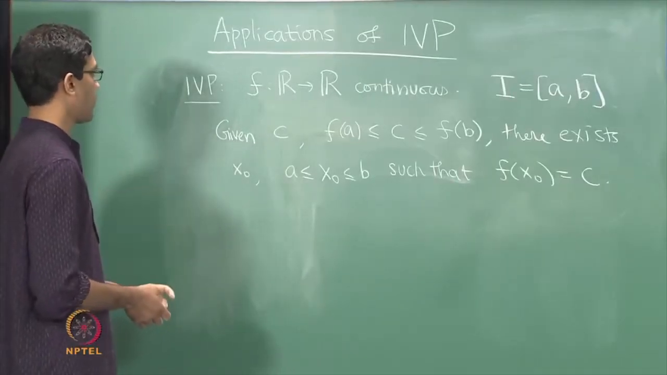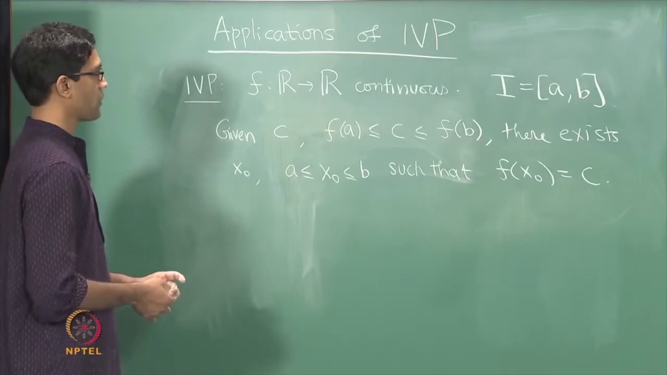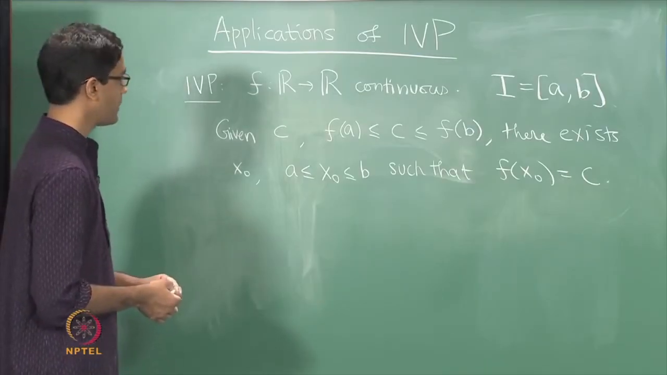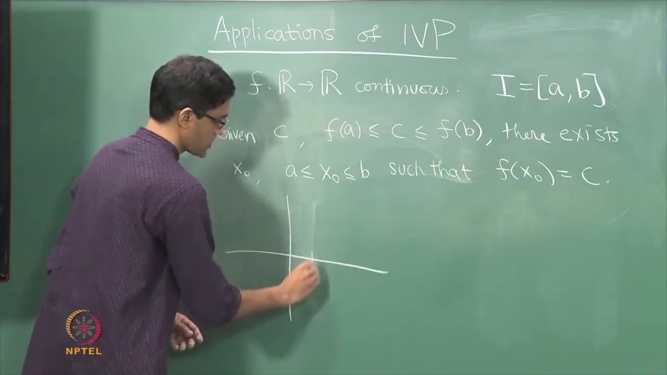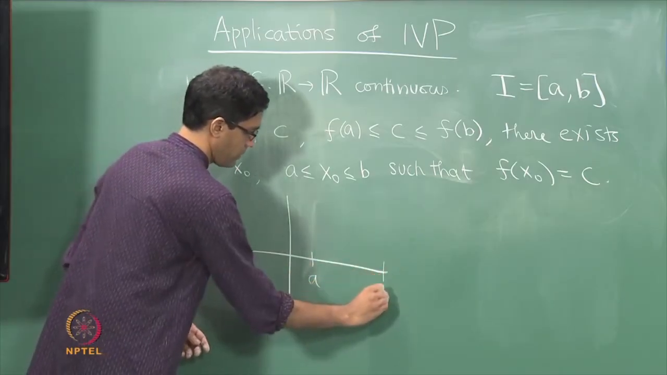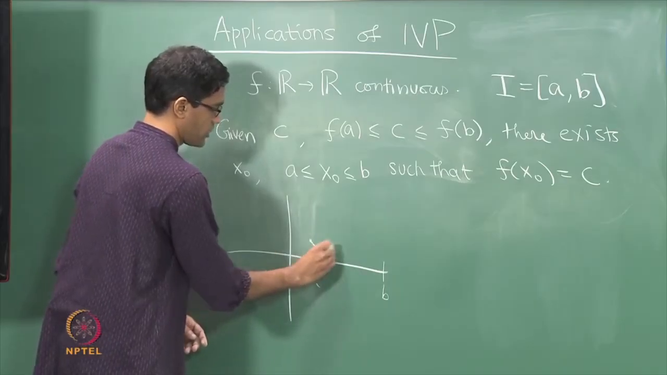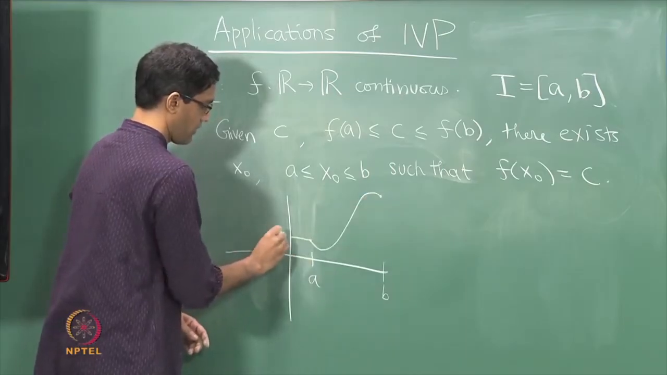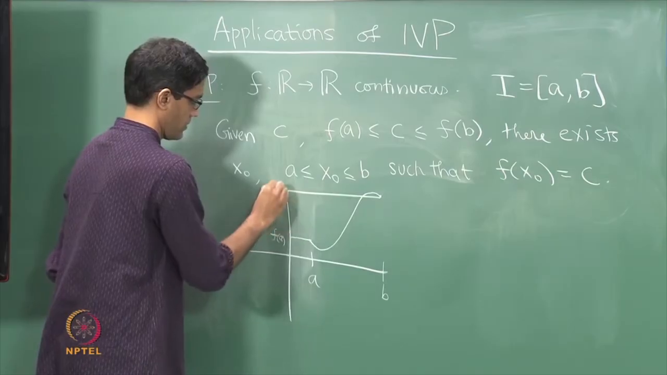If you're given a continuous function and you have an interval I, so here's A, B, and if you're given a function which goes between the boundary values f of a and f of b, given any y value between the two, there is an x value at which that y value is attained. That's basically what the intermediate value property says.